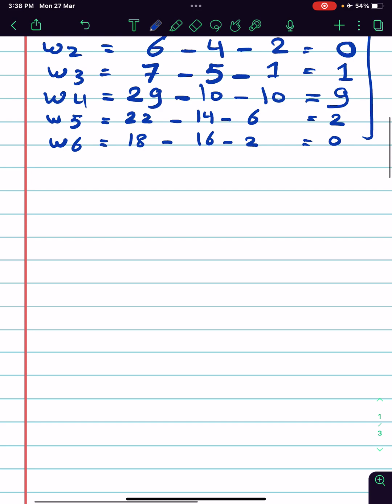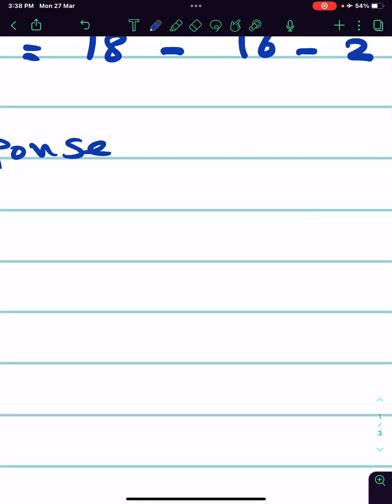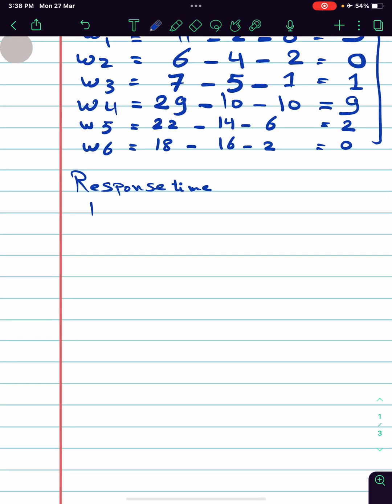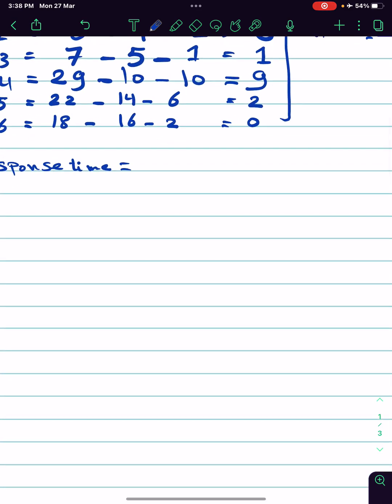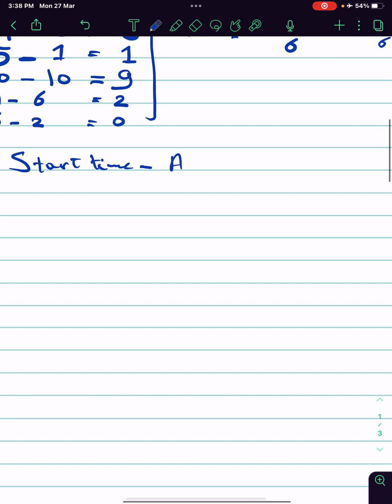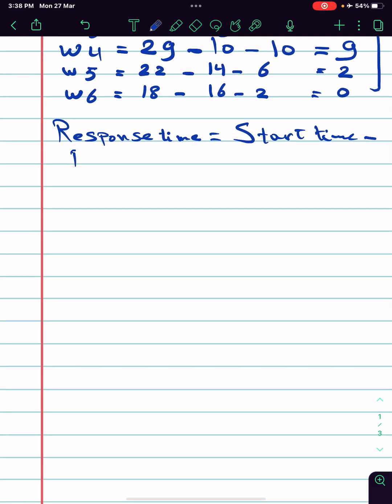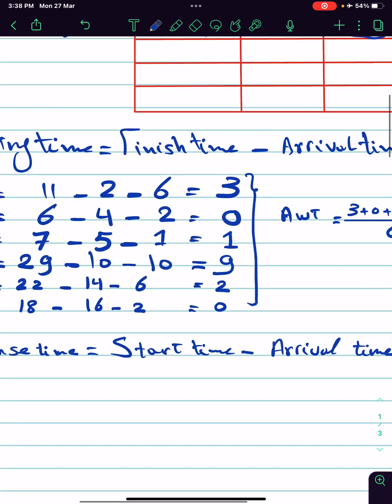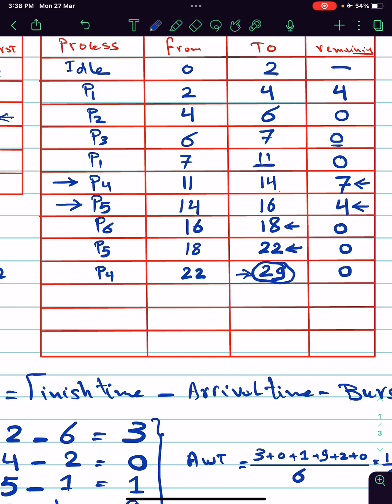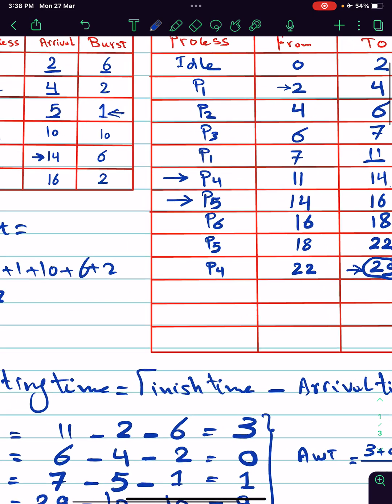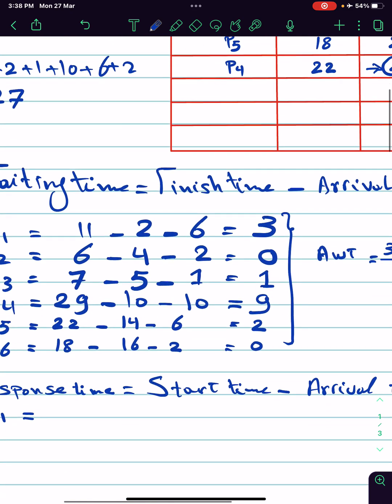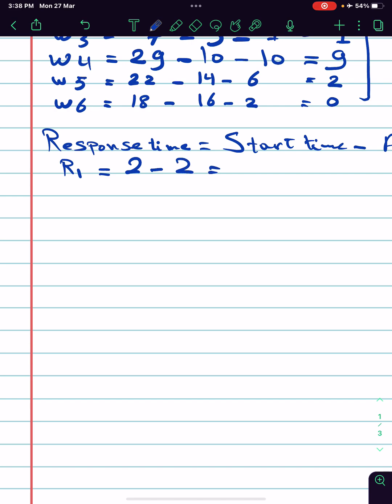How about the response time? Let's do it. Now the response time doesn't have to be the same as the waiting time. Why? Because it is preemptive. Okay, let's say response time is calculated as start time minus arrival time. So response 1, which is the response of process 1, look at process 1, it started at time 2, and it arrived at time 2. So 2 minus 2, this is going to be a 0.